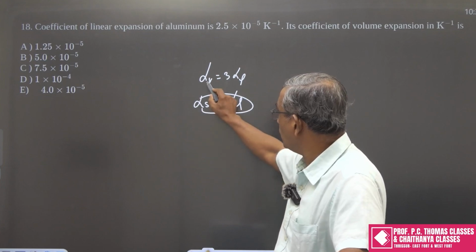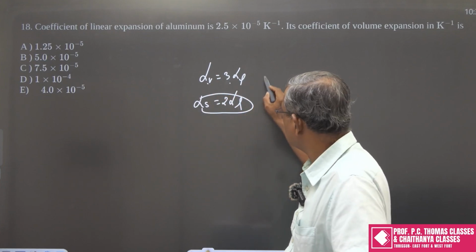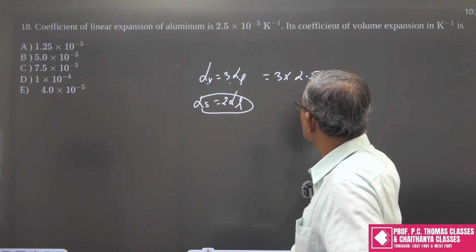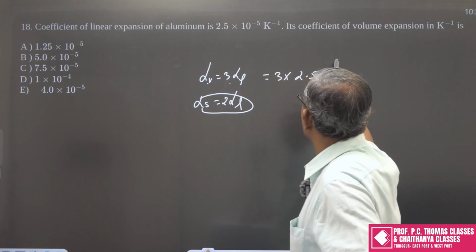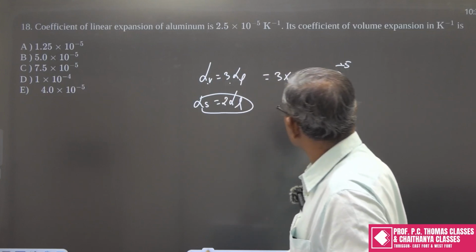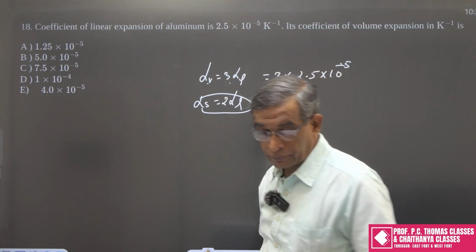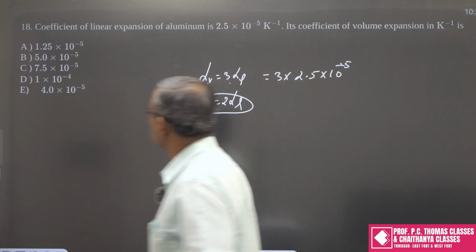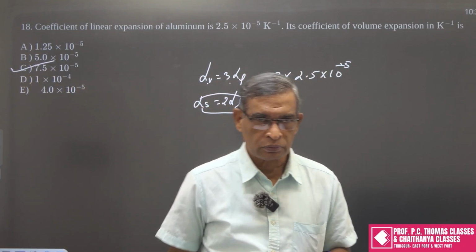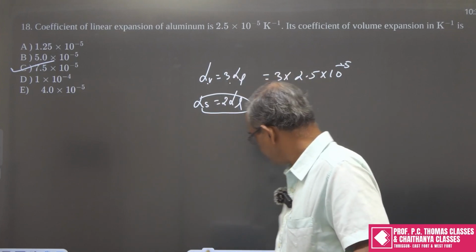Now here alpha V is asked, which is 3 into alpha L. So our answer is 3 into 2.5 into 10 raised to minus 5, which is 7.5 into 10 raised to minus 5. The option is C. Next.